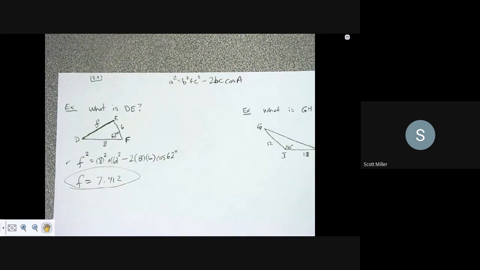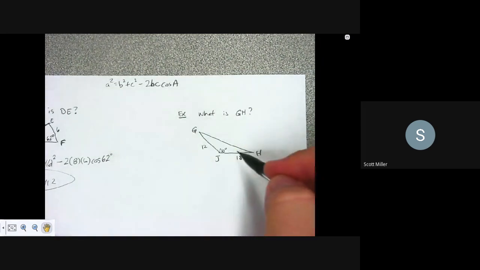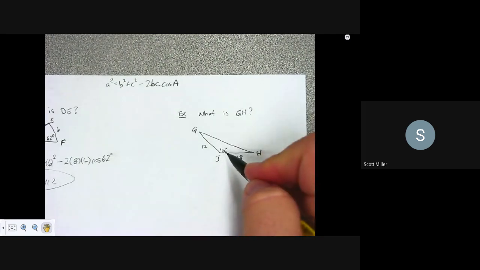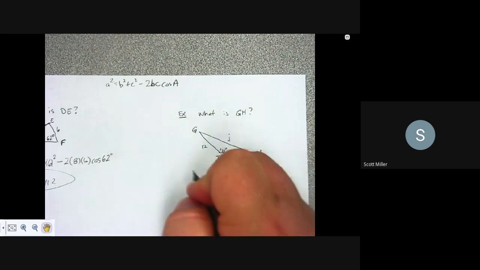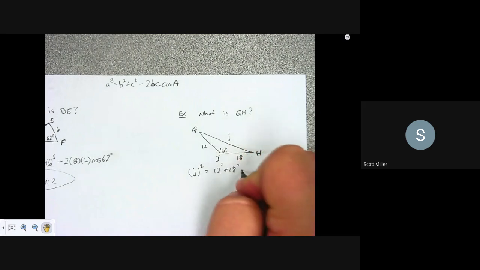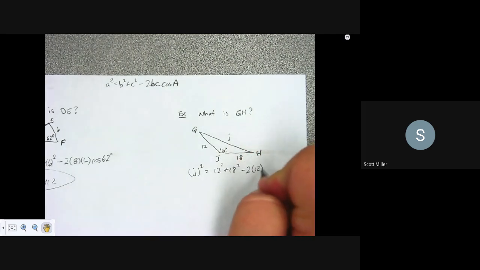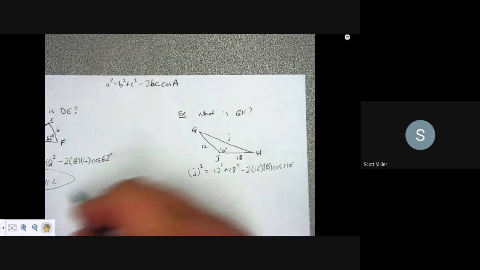Okay, let's go look at this one over here. Same concept. Notice clearly that this is also a side angle side. This one right here is an obtuse angle. It doesn't matter. The process is exactly the same. So I have j squared is 12 squared plus 18 squared minus 2 times 12 times 18 times the cosine of the angle between them, 110 degrees. Same process as this one over here.